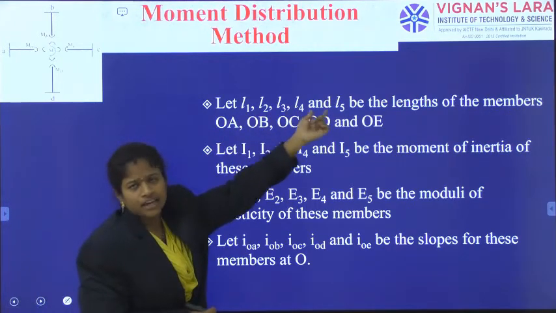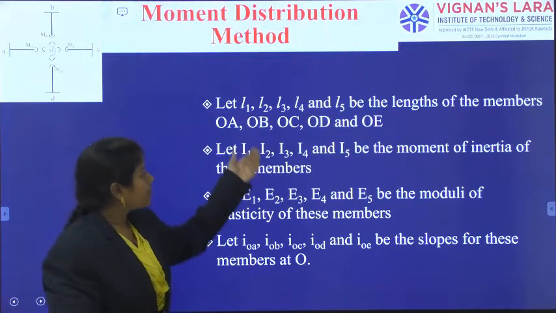Let L1, L2, L3, L4 and L5 be the lengths of the members AO, BO, CO and DO.